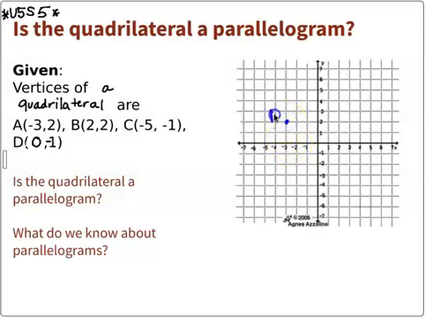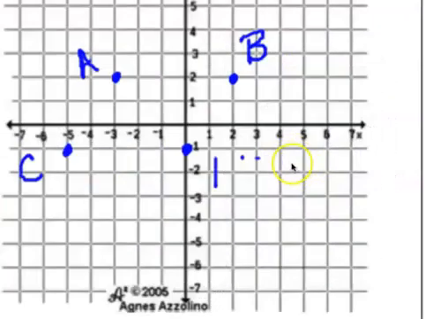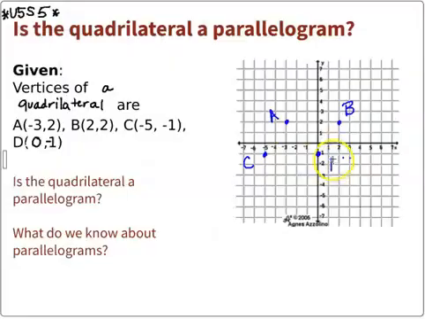Let's plot that, mark it with an A. That's point A. B is at 2, 2. We're going to plot that and mark it as a B. C is at -5, -1. I'm going to plot that point, C. And then our last point, D, that we're plotting is at 0, -1. So looking at these vertices, we can connect our points. So let's go ahead and connect those.